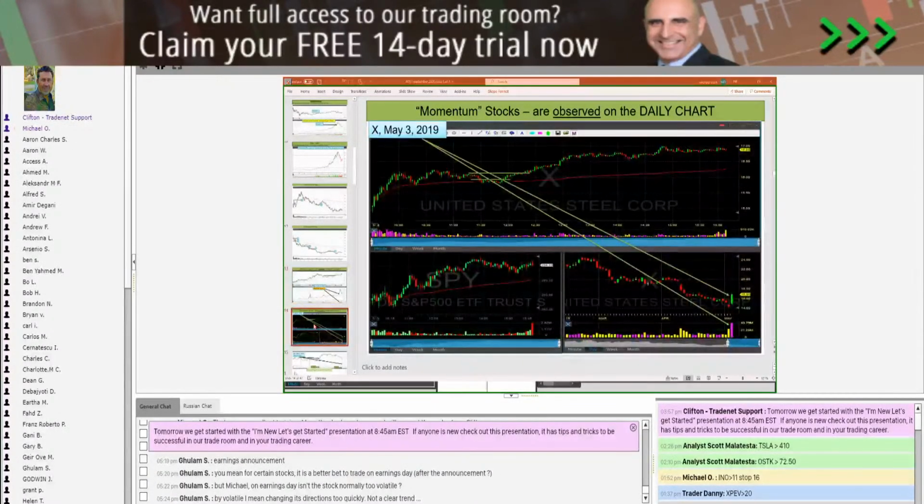Now let's see more examples. In this case, X, US Steel, an example from more than a year and a half ago. The momentum stock is clearly observed, guys, on the daily chart. Okay, you can see the bottom right chart, US Steel, the momentum day is happening, and the momentum day does not necessarily need to be at the highs of the formation. The momentum day can be at the lows of the formation. Okay, we could care less.